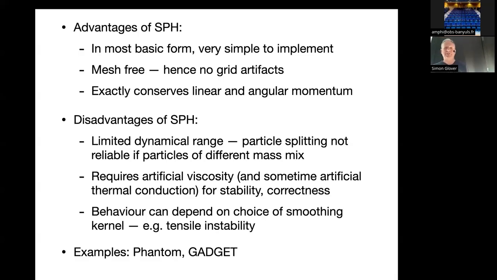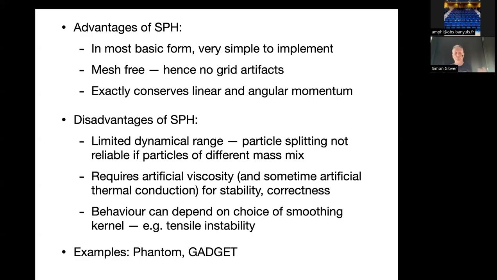A second disadvantage of SPH is that to actually get the right solution, you need, at the very least, artificial viscosity to damp out oscillations that would otherwise be created, which would be completely numerical. And in some cases, you also need other artificial terms, like an artificial thermal conduction term, so that you actually get the right solution.